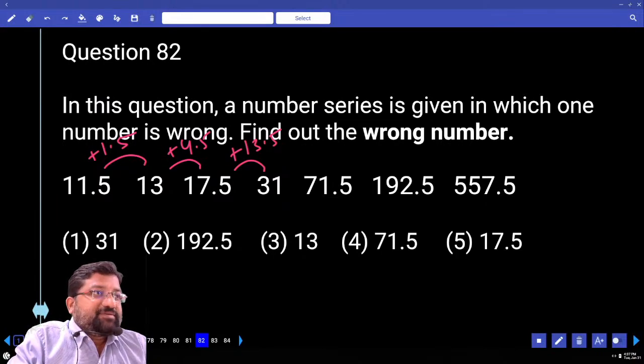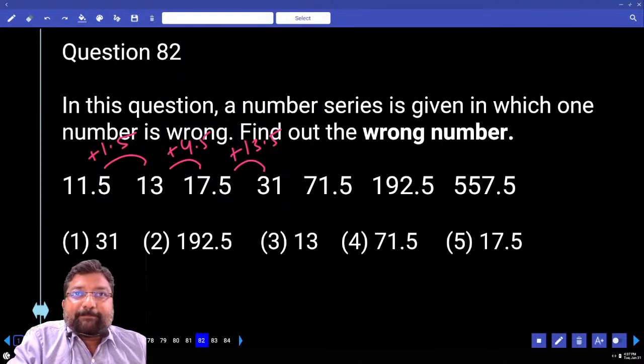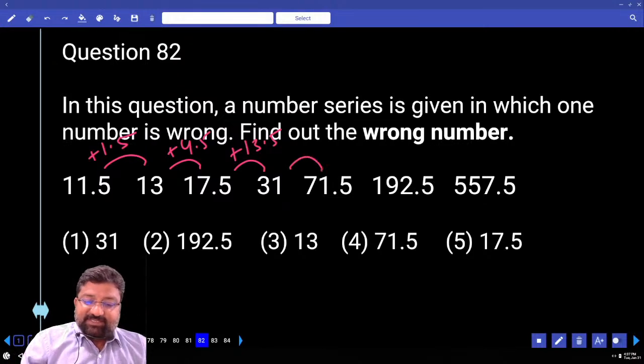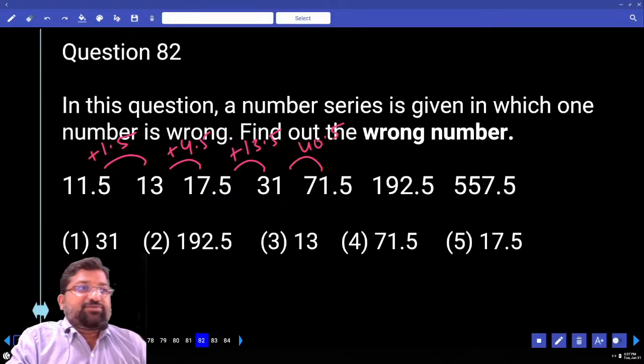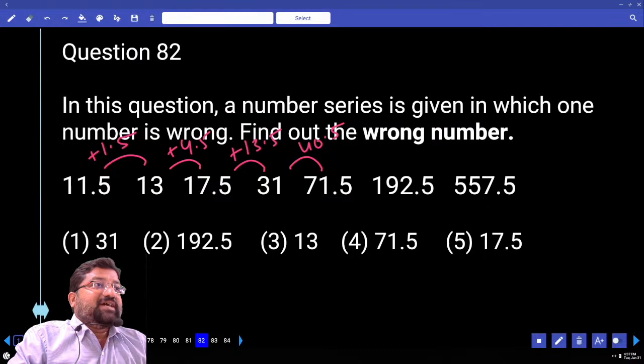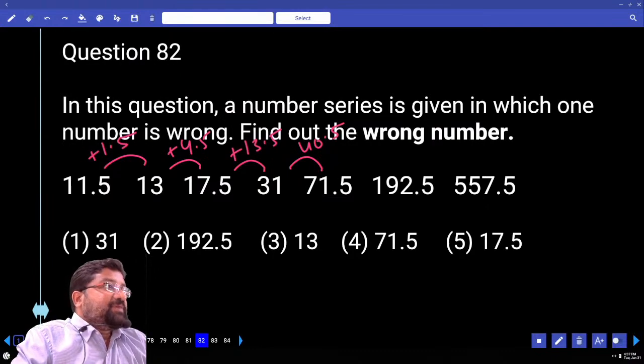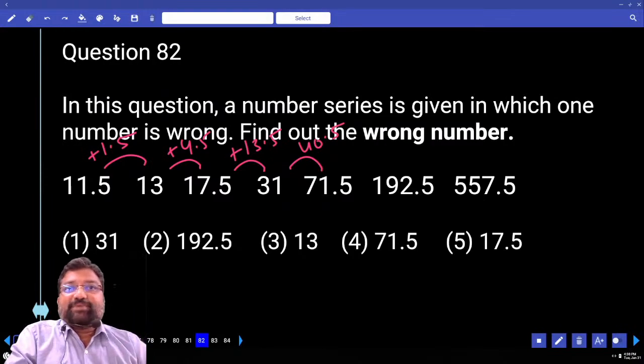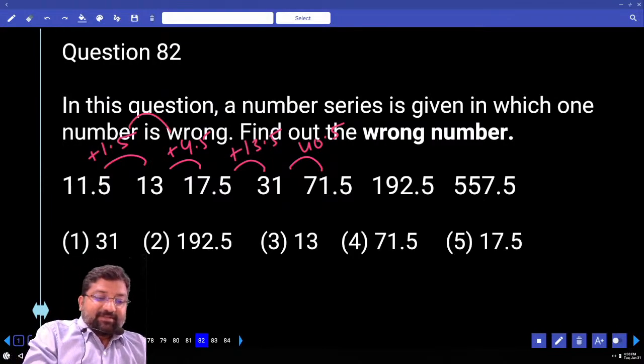1.5 into 3. Come on, 1.5 into 3. 4.5 into 3 is 13.5. Look at this. This is exactly 40.5. 13.5 into 3: 13 threes are 39, 0.5 into 3 is 1.5, so 39 plus 1.5 is 40.5. Did it match or not? So the difference is multiplied by 3.